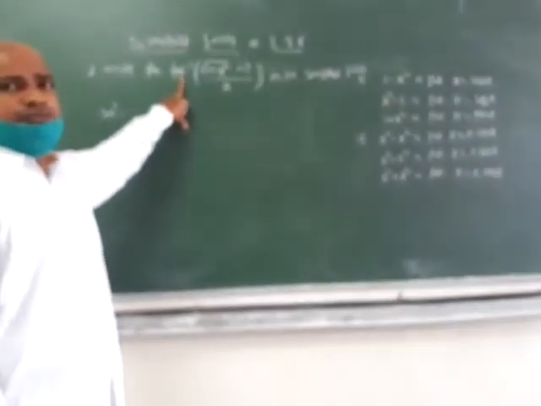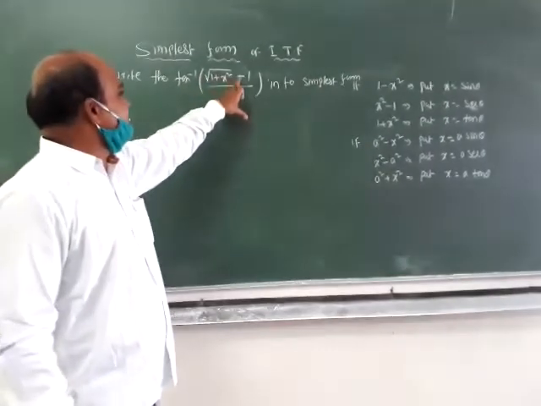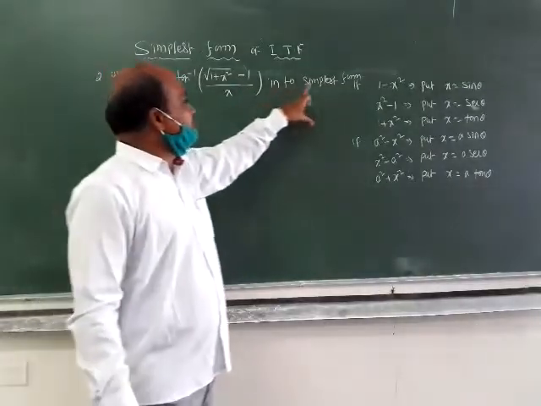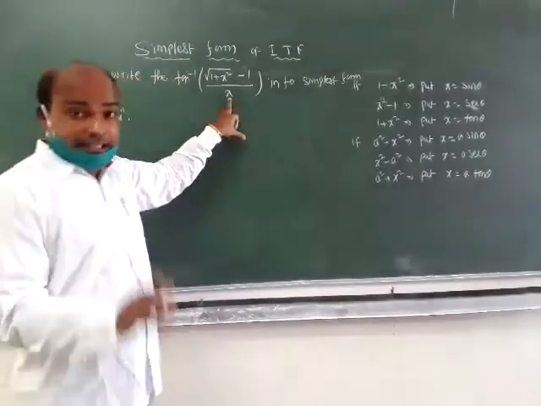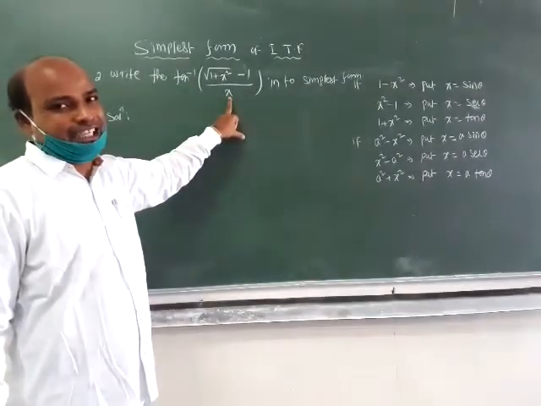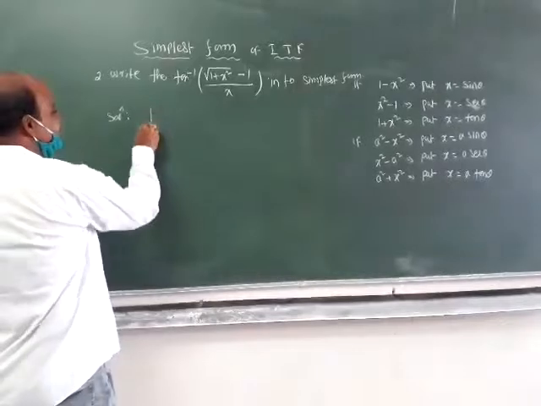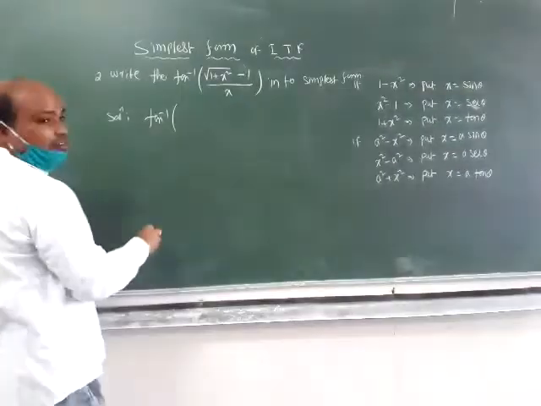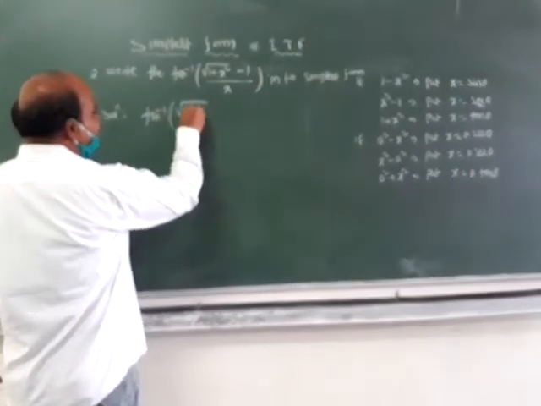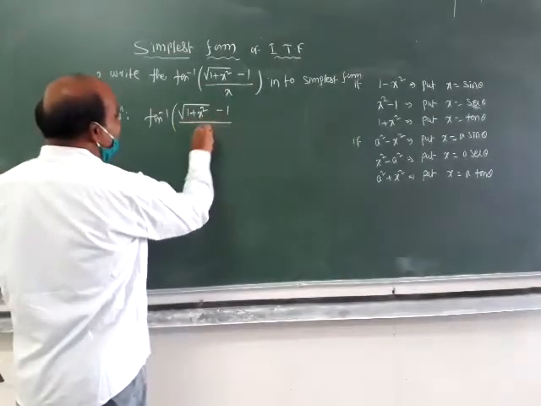Now you see the next question. The second question is of the same type. Write tan inverse of under root of 1 plus x square minus 1 by x into simplest form, where x is not equal to 0. Right? So now, tan inverse of under root of 1 plus x square minus 1 by x.